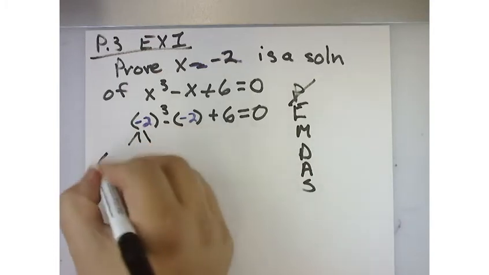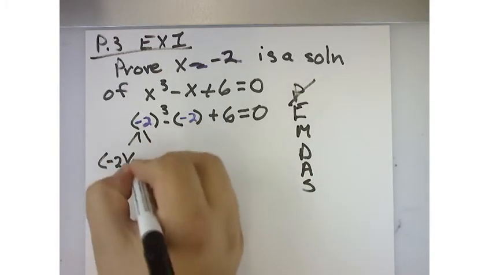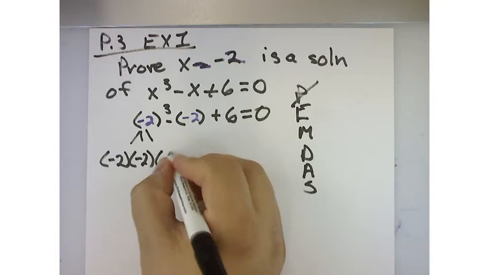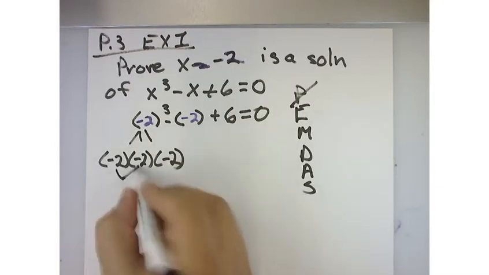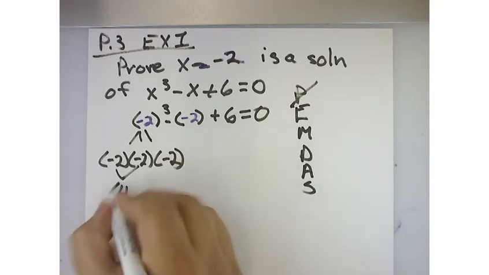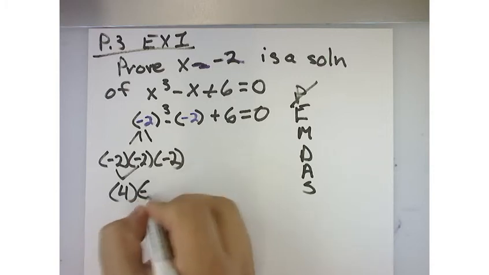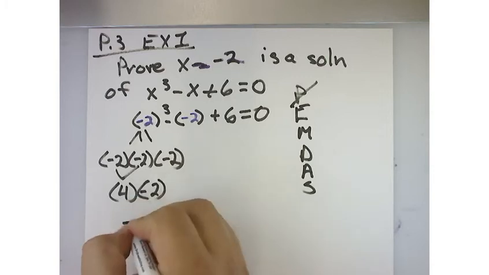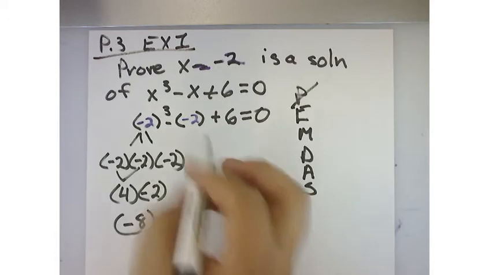That's saying that we have -2 times -2 times -2, 3 times. So -2 times -2 is a +4, times -2 again is -8. So all that work to get -8.